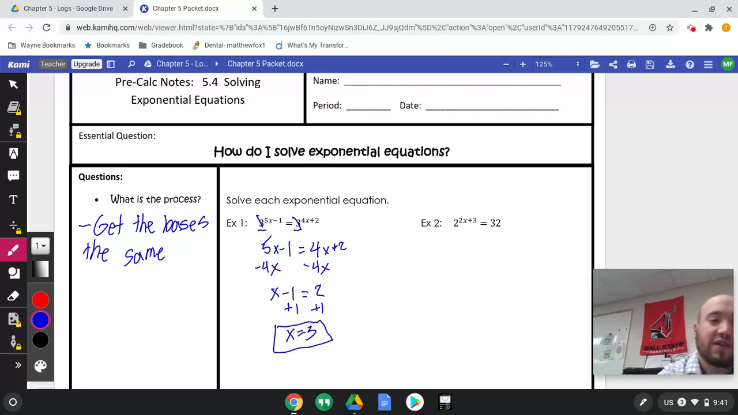I forgot to finish my steps. Step 1, get the bases the same. Step 2, you can cancel the bases out once they are the same. And then step 3 is just solve your algebra 1 problem.